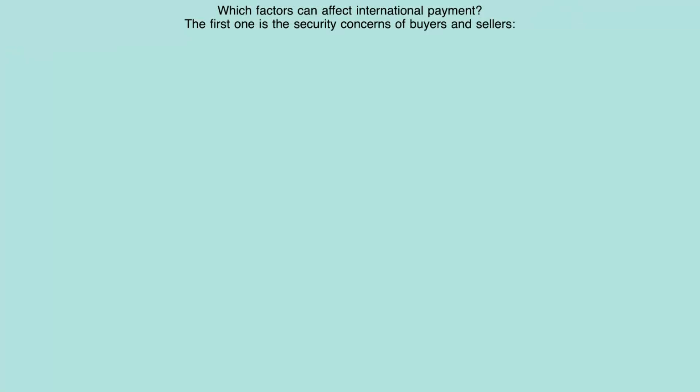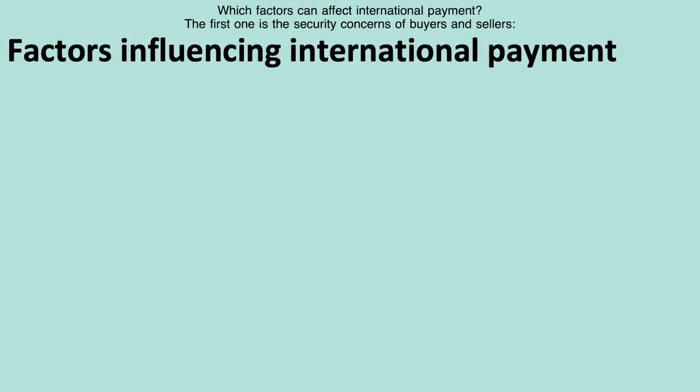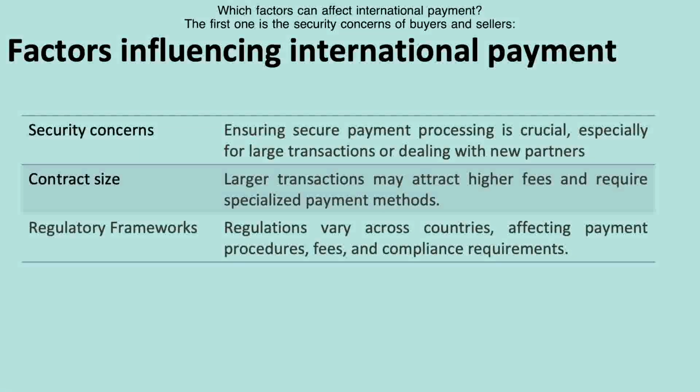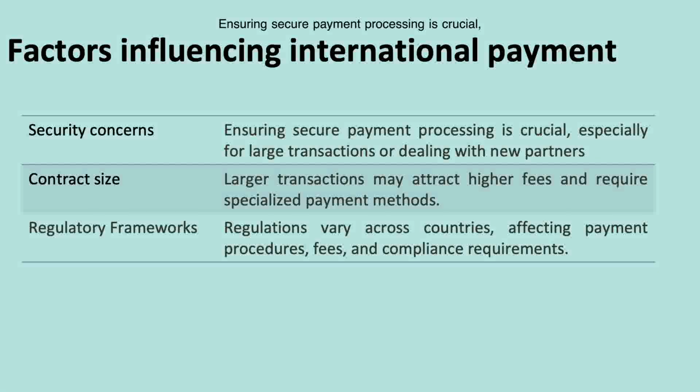Which factors can affect international payment? The first one is the security concerns of buyers and sellers. Ensuring secure payment processing is crucial, especially for large transactions or when dealing with new partners. This involves implementing robust verification and encryption measures.